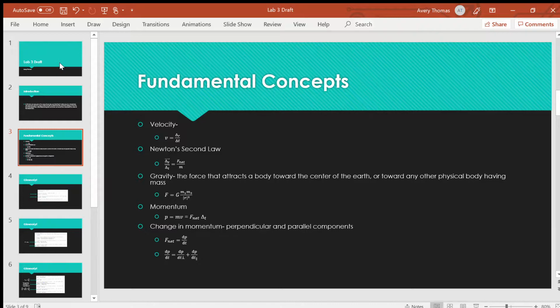Gravitational force is probably the most important concept to understand in this lab, and it is the force that attracts a body toward the center of the Earth, or in this case, toward any physical body having mass. The equation for it is the gravitational constant multiplied by the two masses of the objects divided by the distance between them squared. Another important concept in this lab is momentum, which equals mass times velocity, or F net times change in time. The change in momentum can be broken down into its perpendicular and parallel components and is represented by dp over dt. The sum of the perpendicular and parallel components equals the total change in momentum.